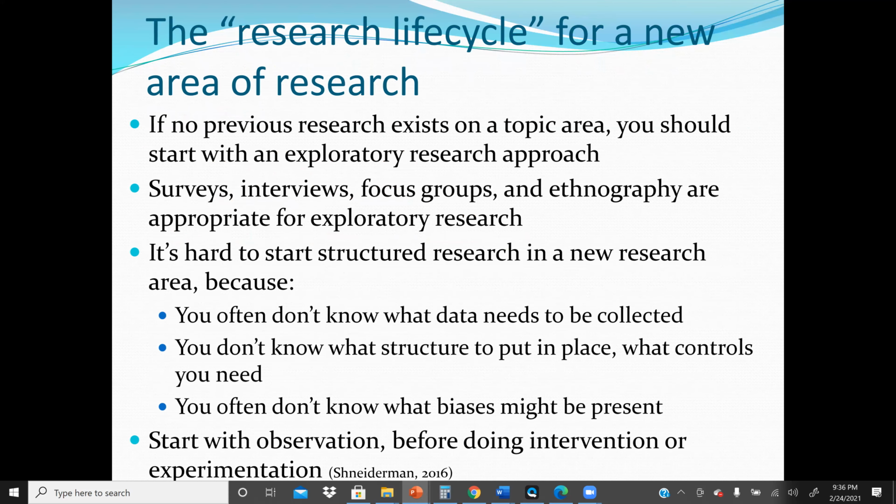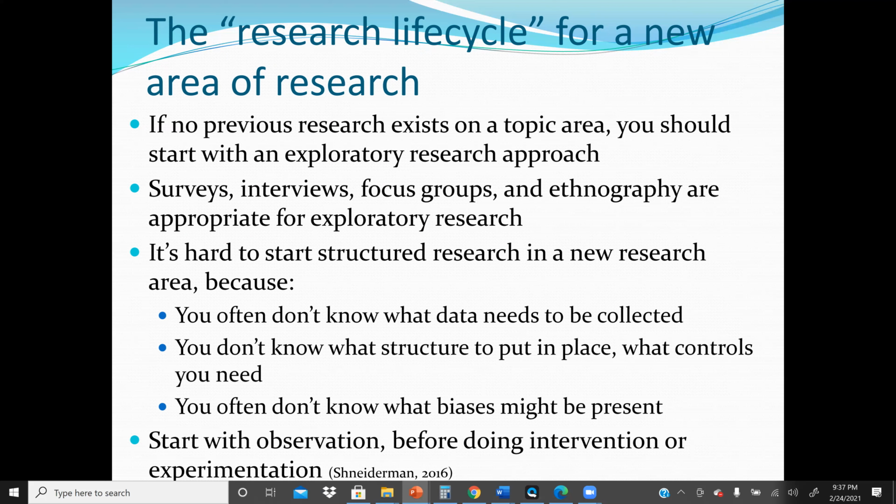Now, a research life cycle for a new area of research. If no previous research exists on the topic area, then we should start with an exploratory research approach. Again, in this case, there's no background literature review. It's a new research area, so an exploratory approach helps us understand our research question and also the phenomena we are studying. Surveys, interviews, focus groups, and ethnography are appropriate for exploratory research.